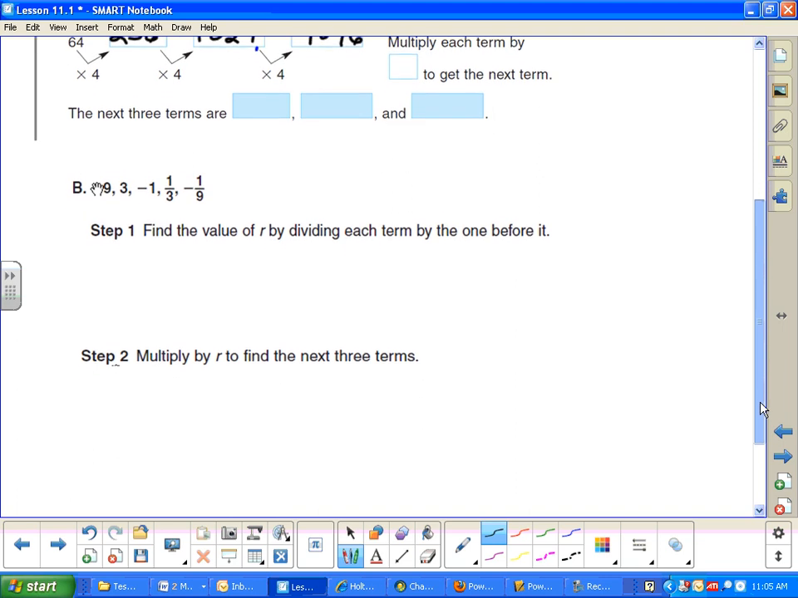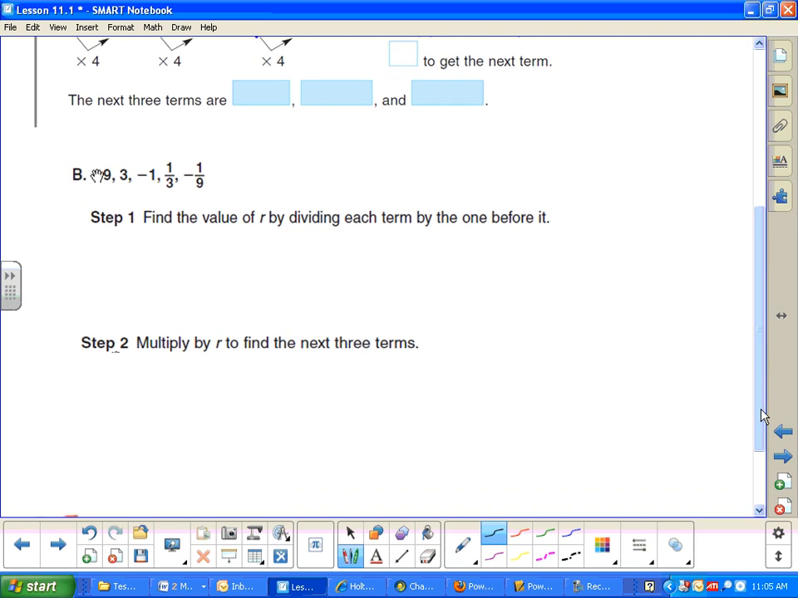So let's look at another one. Letter B. Our numbers are 9, 3, -1, 1/3, and 1/9. The hand got copied in there. I couldn't get the thing out of the way for some reason. So that's just a 9 there. There's nothing in front of it. So it says, find the value of r dividing each term by the one before it.